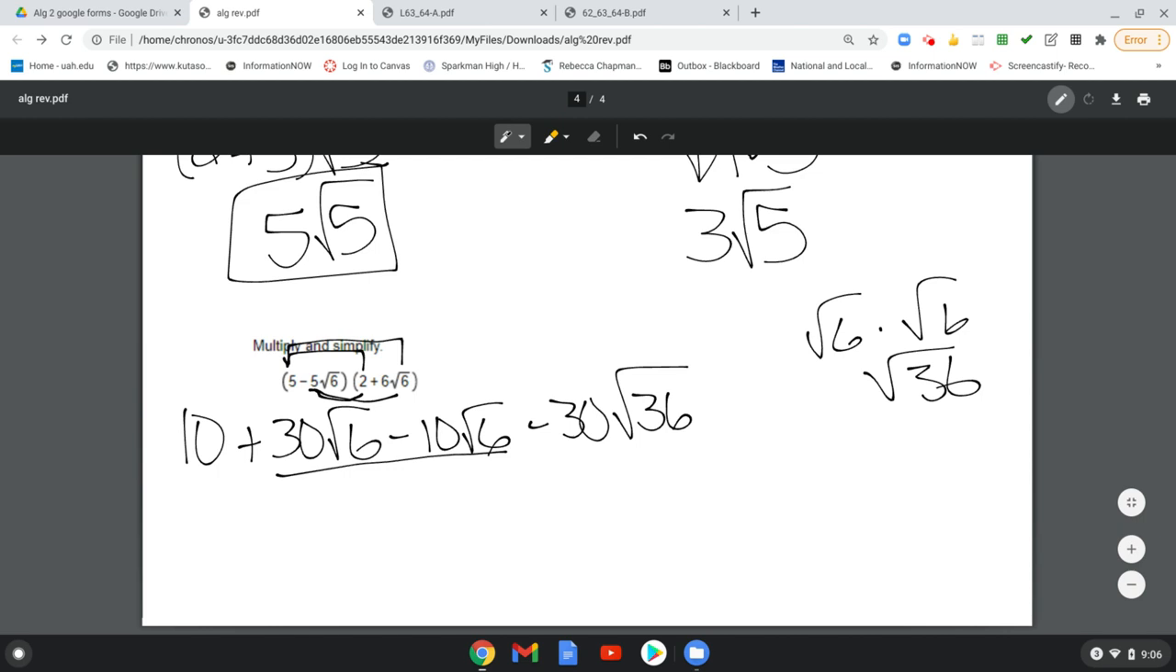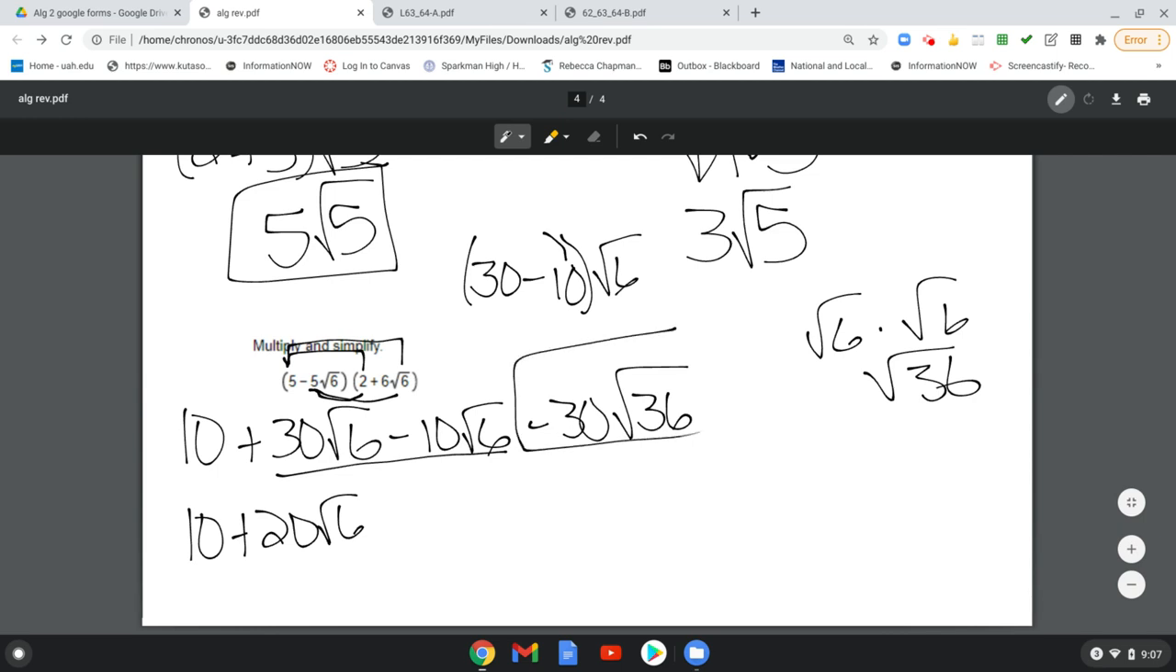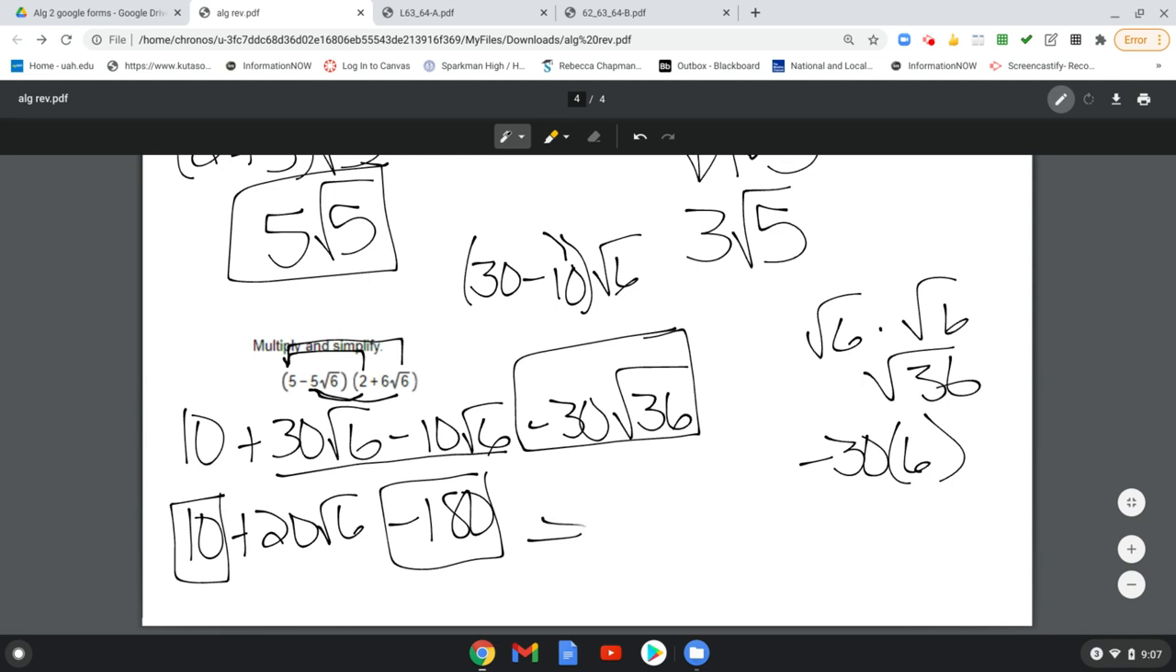Now, I can add these two together because they are like radicals. So 30 minus 10 is 20, and I keep the square root of 6. Your thought should be 30 minus 10 square roots of 6. That's where the 20 comes from. And then this I'm going to have to break down. That's going to be negative 30 times 6, because you can take the square root of 36, and that's negative 180. I can add these two terms together for a grand total of negative 170 plus 20 square roots of 6. If you have 20 square roots of 6 minus 170, it's the same answer.